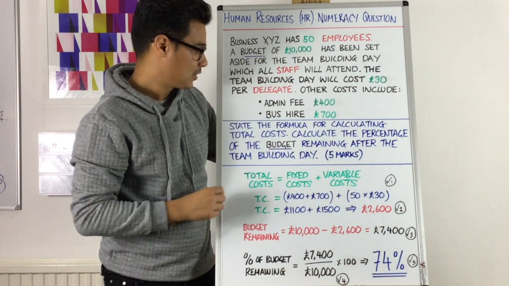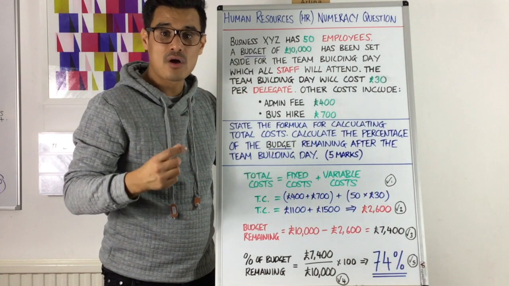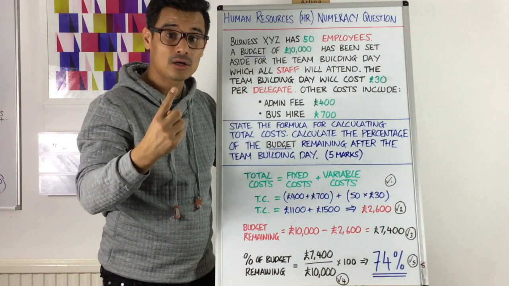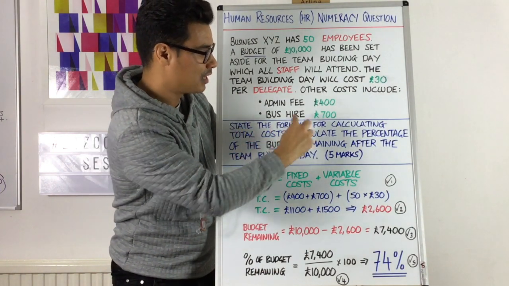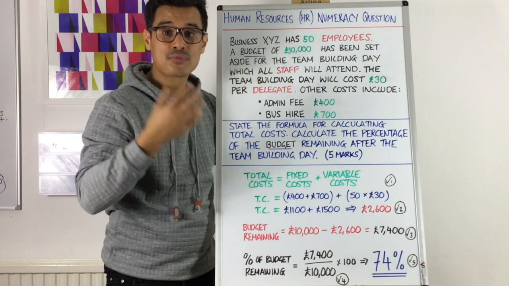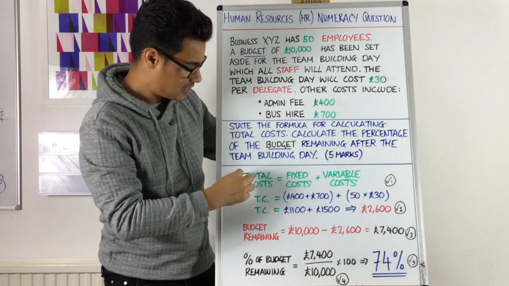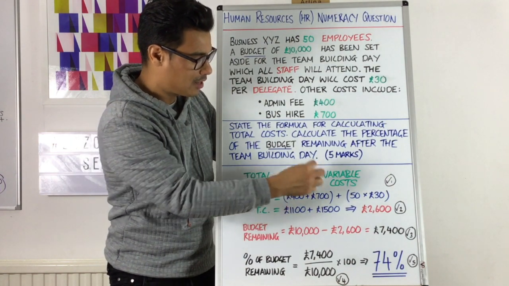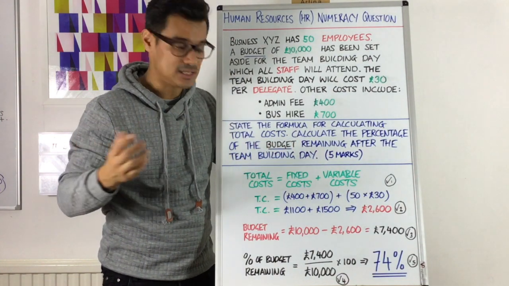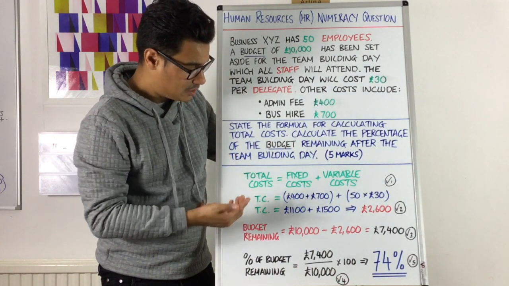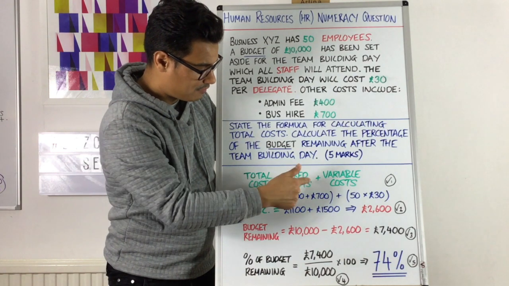So let's go through. As always, with these 5-mark questions, there's going to be 1 mark for putting the formula down, and it asks you for the formula because it says state the formula for calculating total costs. The formula for total costs is total costs equals fixed costs plus variable costs. Stick that down, get 1 mark. Easy.